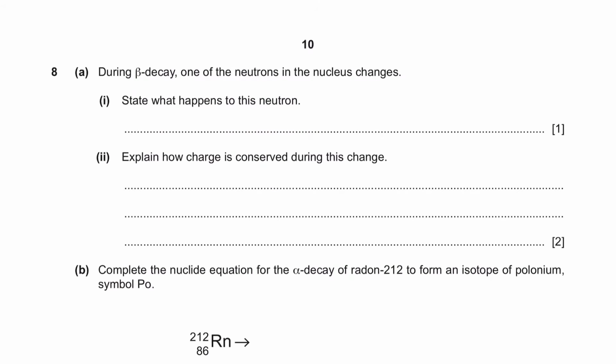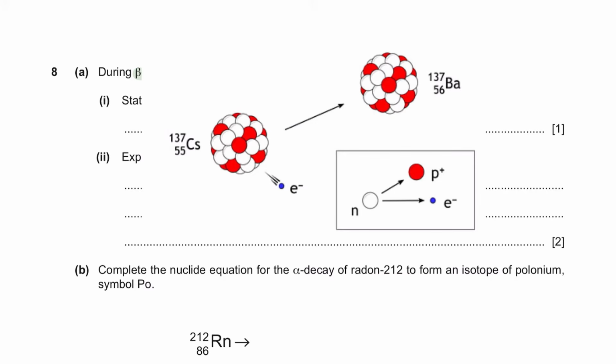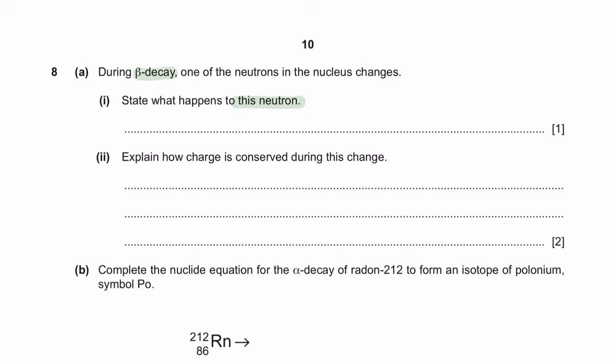Question 8. A. During beta decay, one of the neutrons in the nucleus changes. Part 1. State what happens to this neutron. Beta particles are fast-moving electrons. They are produced in nuclei when a neutron changes into a proton and an electron. So for 1 mark, you can say that during beta decay, a neutron changes into a proton and an electron.